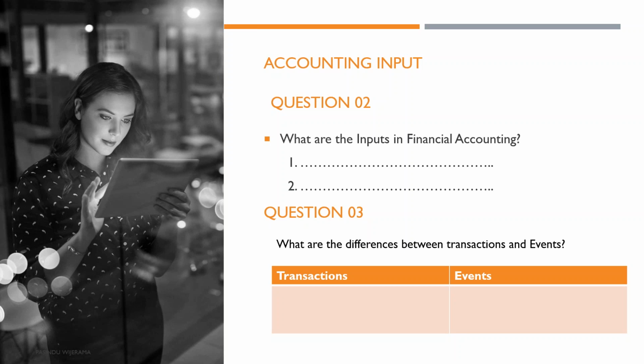One is the transactions. The other one is events. So what are the two accounting inputs? Financial accounting inputs: transactions and events.